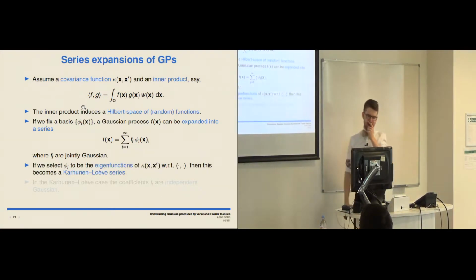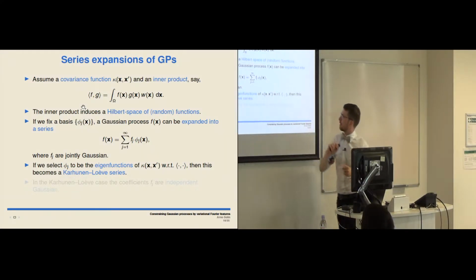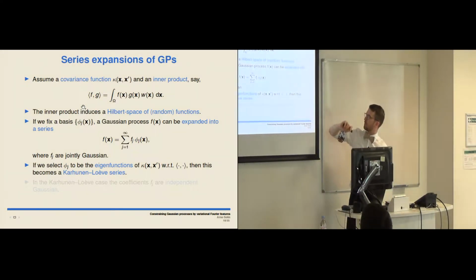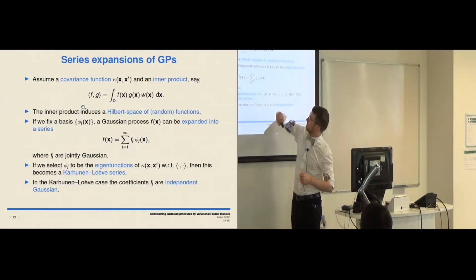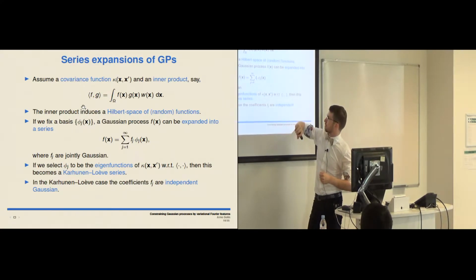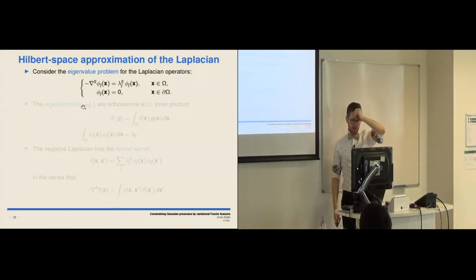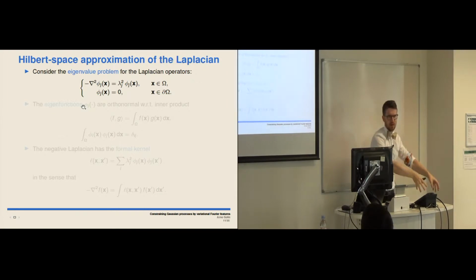So now if we select the eigenfunctions phi, in this case the basis functions where we project the f on, of the original covariance function with respect to the inner product we use, we actually get something called a Karhunen-Loève series, where the coefficients fj here are just independent Gaussians. The interesting thing is when we continue this, so now we have a bunch of some weird basis functions and some coefficients in front of that. So we are getting quite deep down in the swamp here.